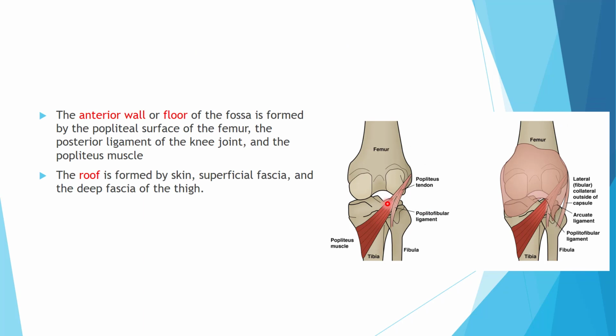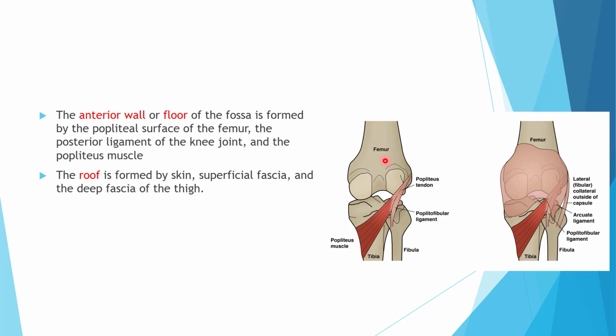Now the anterior wall or the floor of the fossa and the roof of the fossa. See here, the anterior wall or the floor of the fossa is formed by the popliteal surface of the femur. This is the popliteal surface of the femur, and there is the posterior ligament of the knee joint or the popliteofibular ligament which is present along with the popliteus muscle. See here, this is the anterior wall or the floor of the popliteal fossa.